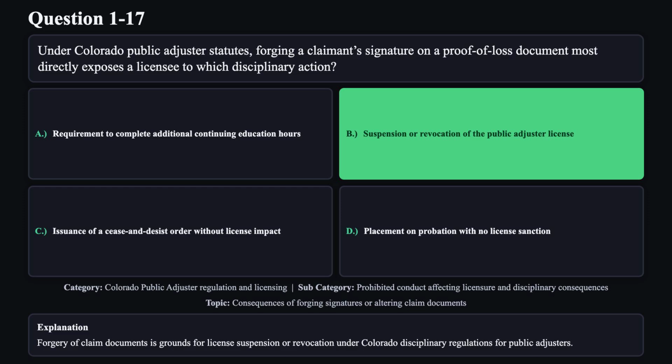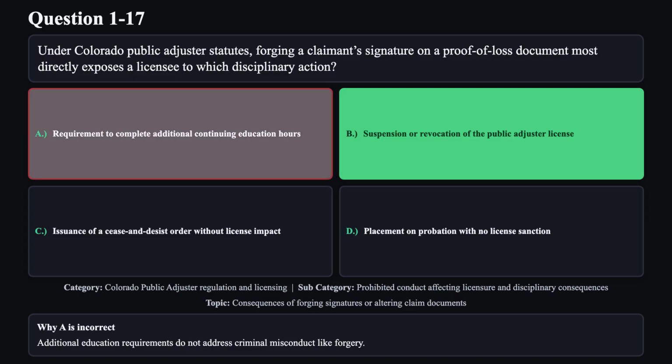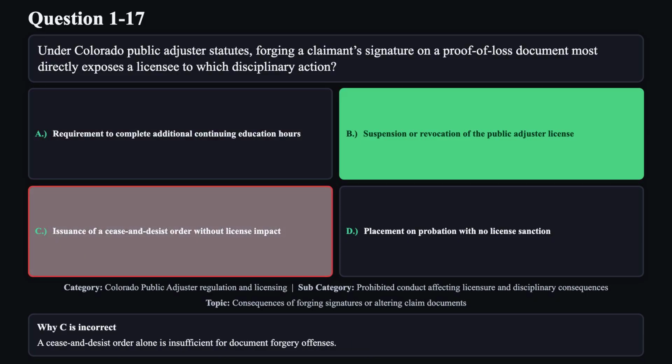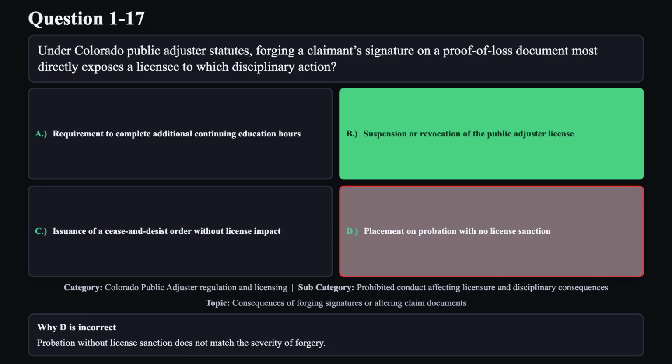The correct answer is B. Forgery of claim documents is grounds for license suspension or revocation under Colorado disciplinary regulations for public adjusters. Reason A is not correct. Additional education requirements do not address criminal misconduct like forgery. Reason C is not correct. A cease and desist order alone is insufficient for document forgery offenses. Reason D is not correct. Probation without license sanction does not match the severity of forgery.